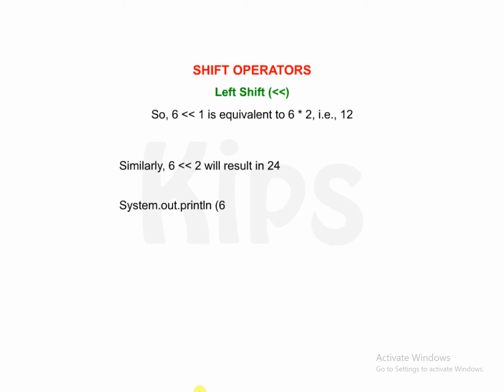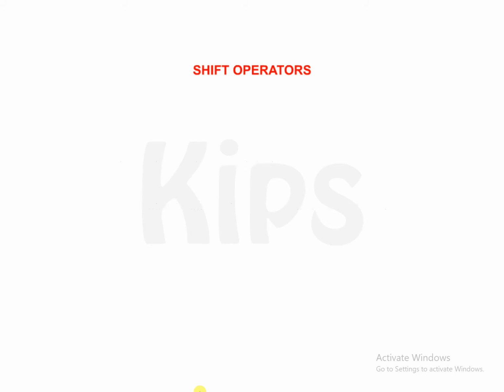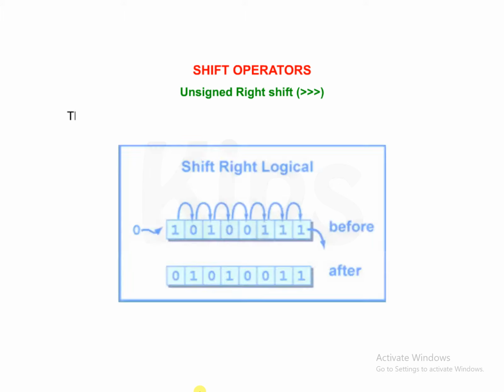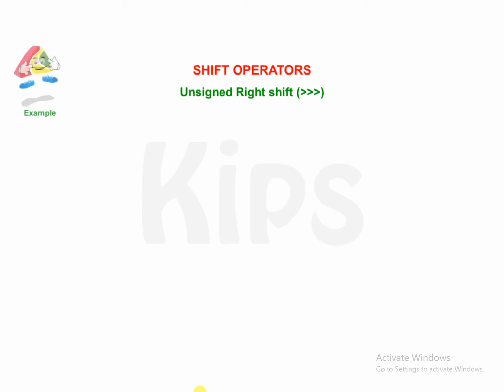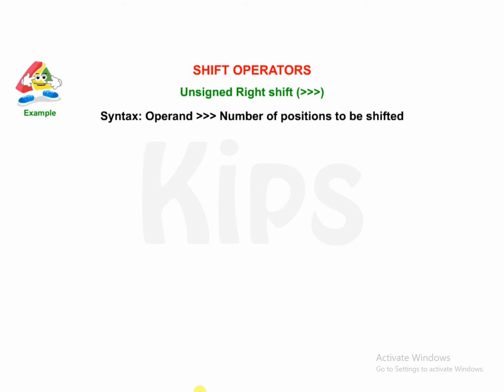System.out.println(6 << 2); It will display 24. Unsigned right shift. The unsigned right shift operator is just the opposite of the left shift operator. Rather than moving bits to the left, it simply moves them to the right. The number of bits to shift is given in the second operand. Syntax: operand >>> number of positions to be shifted.